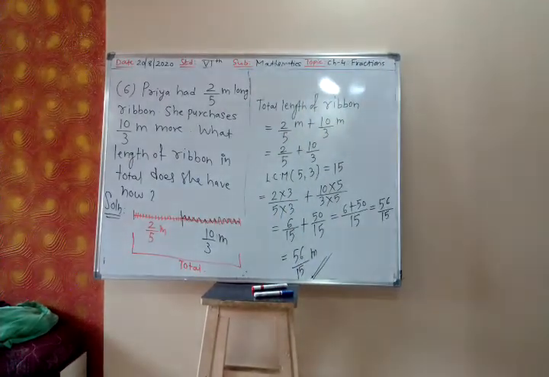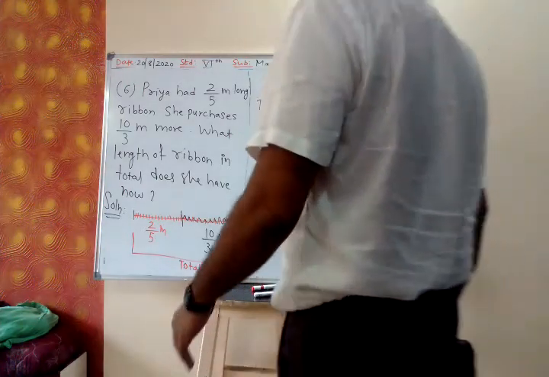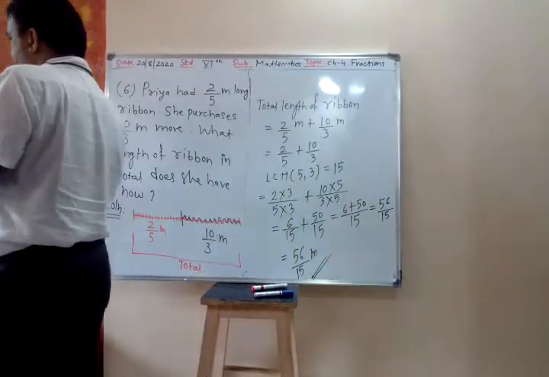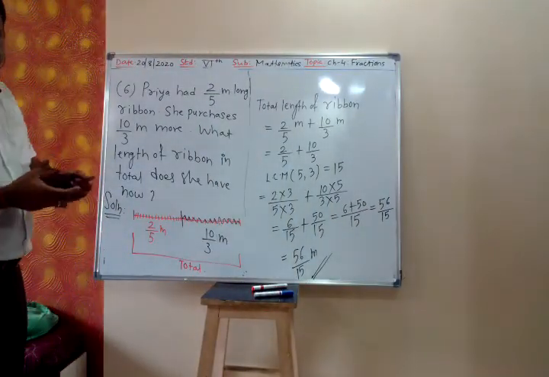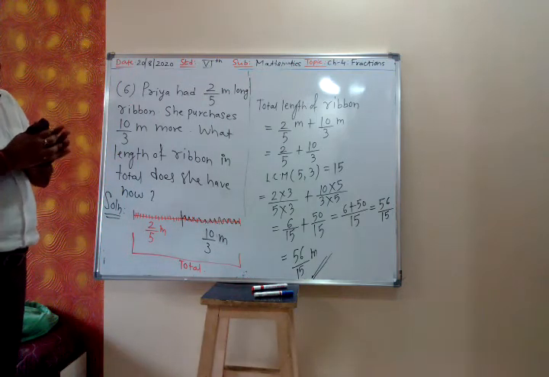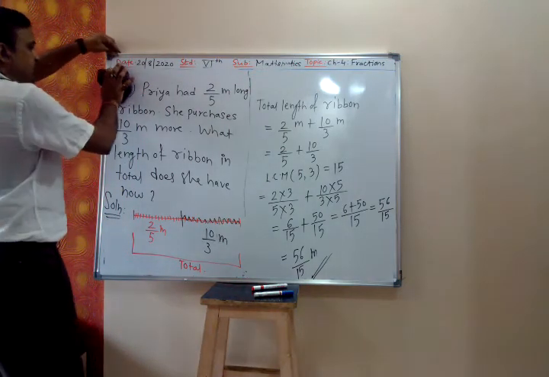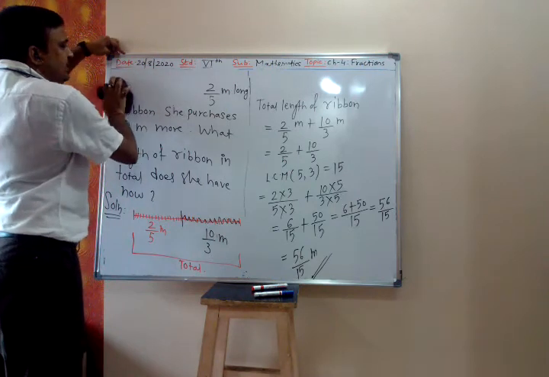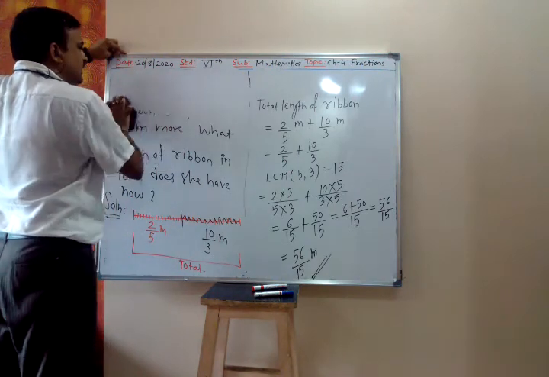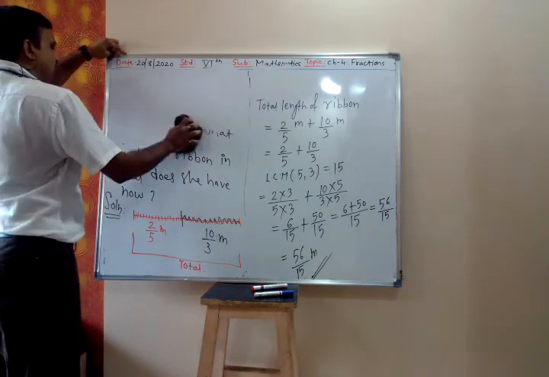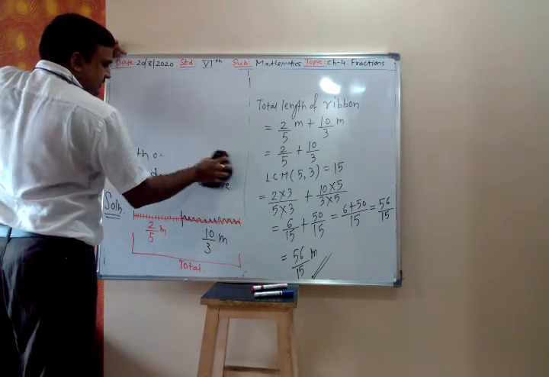The total length of the ribbon. Right, 7th one. It is very much clear. You just see the setting of the phone. The total length of the ribbon is 56 upon 15 meter. We have to add both the fractions.